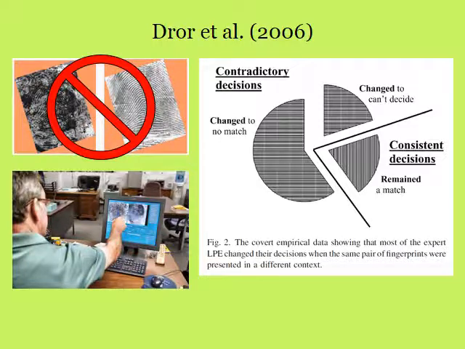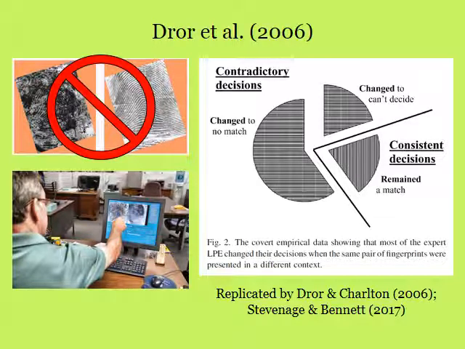Now again, while this was a very small study, it's since been replicated a couple of times. It's clear that fingerprint experts are indeed subject to cognitive bias. If they expect the prints to match for whatever reason, they are more likely to believe that they will match, and vice versa.